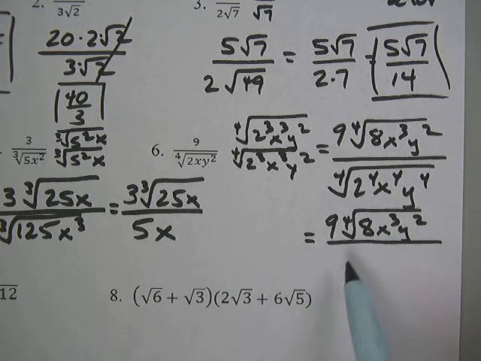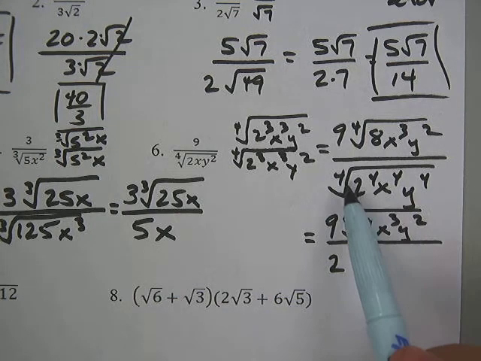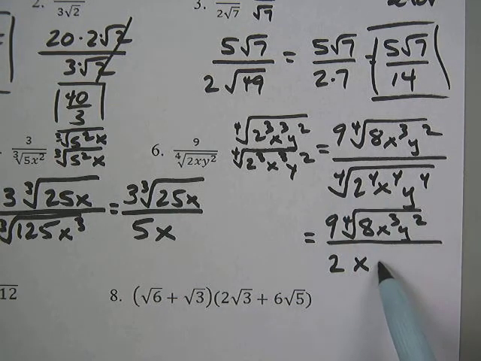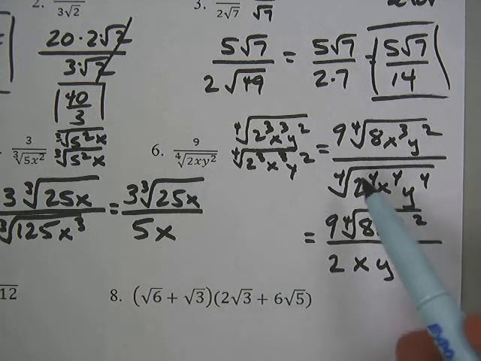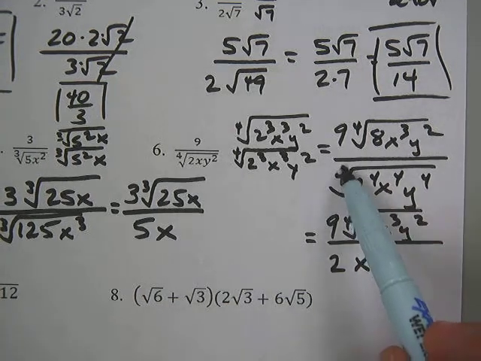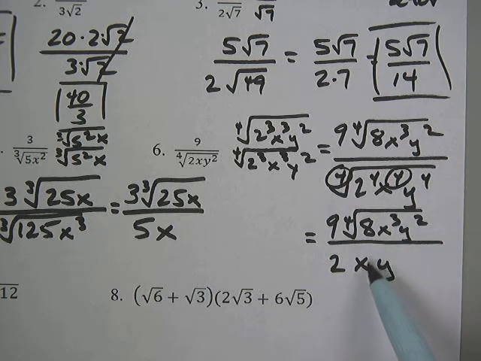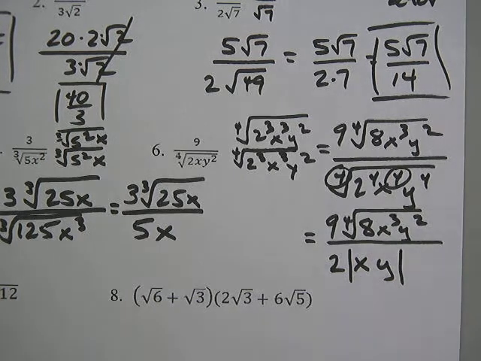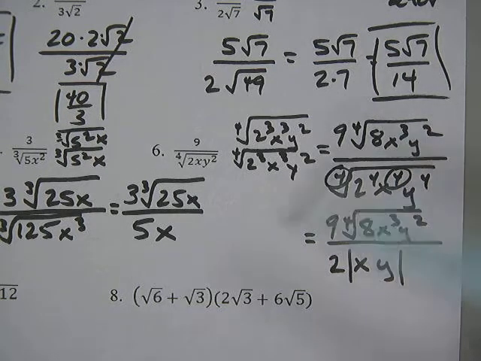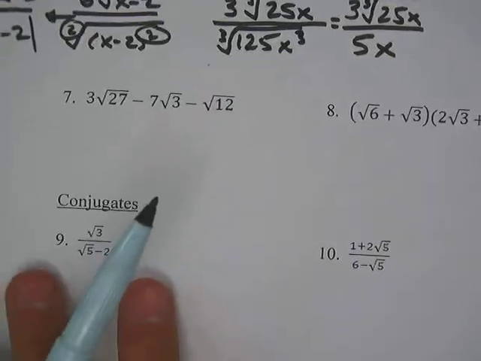The top is going to stay the same. And the bottom, the 4th root of 2 to the 4th is 2. The 4th root of x to the 4th is x. The 4th root of y to the 4th is y. Now technically here you have an even, odd rule, where this is even, this is odd, so that should be absolute value. Same thing here, even, odd. So this all should be absolute value, like that.